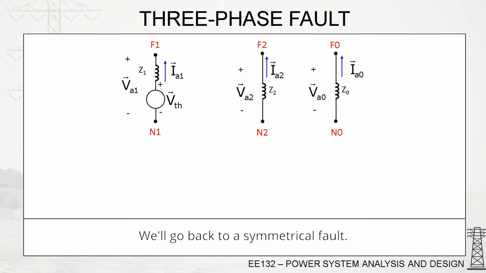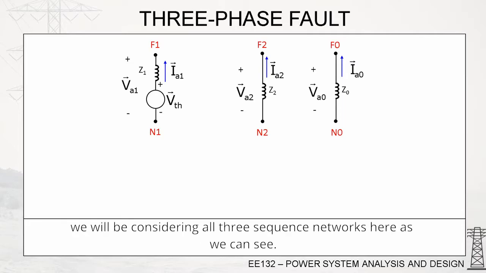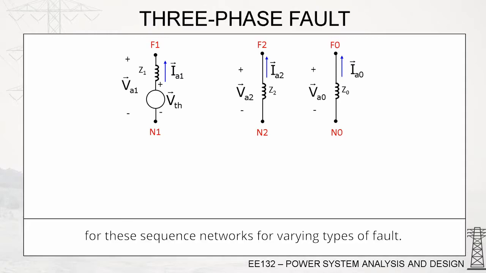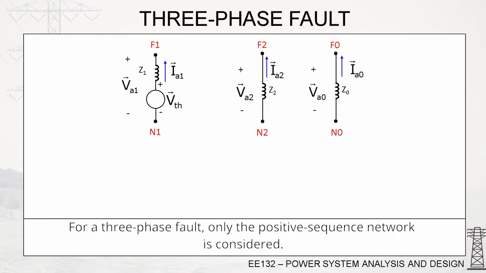We'll go back to a symmetrical fault. For fault analysis from this point, we will be considering all three sequence networks here as we can see. We will only have different interconnections for these sequence networks for varying types of fault. For a three-phase fault, only the positive sequence network is considered.